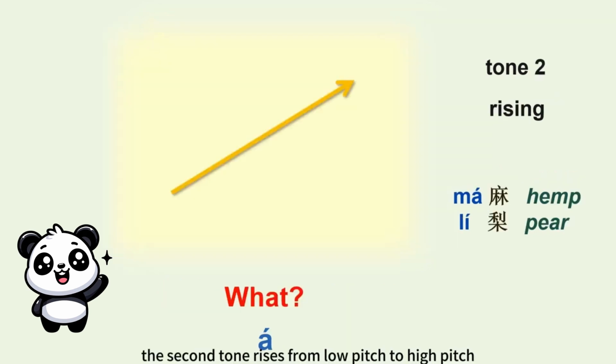The second tone rises from low pitch to high pitch, just like the English question, what? The Chinese word má, which means hemp, carries the second rising tone. The Chinese word lí, which means pear, also carries the second rising tone.